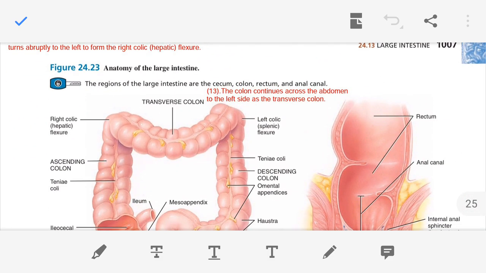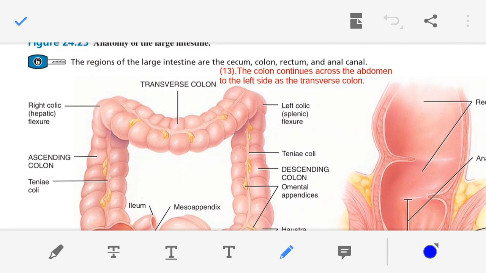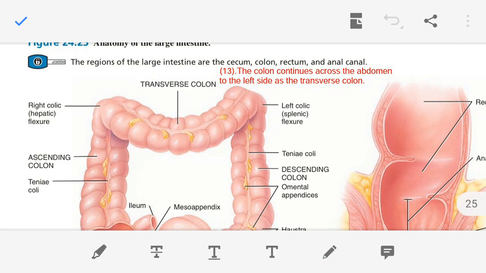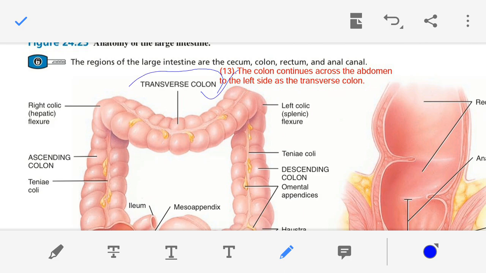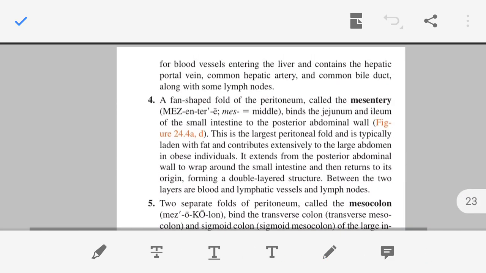Now the point number 13. Now the colon continues across the abdomen, and now this colon is extending. It is elongated from the right side, and now it is extended to the left side of the abdomen. So between the right and left abdomen, the colon which is present, that part is known as the transverse colon. So this is the 13th point, transverse colon. Now moving on to the 14th point.